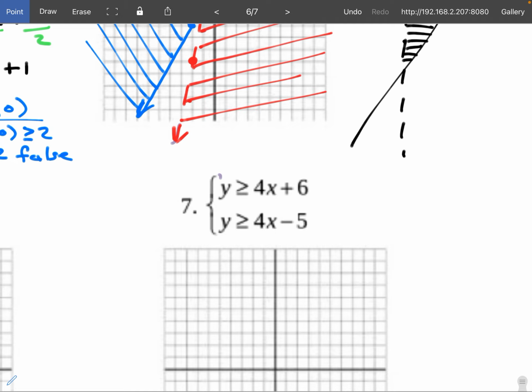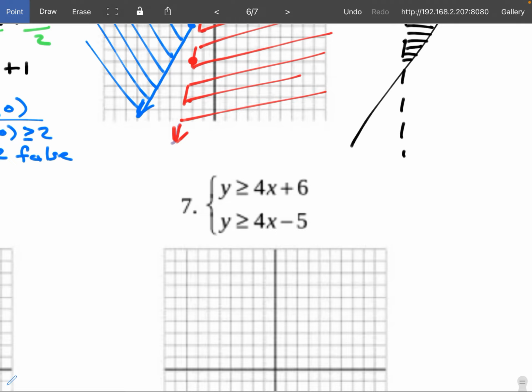Look at number 6. What are the slopes? 3. They're both 3, so those lines are parallel. Now they have different y-intercepts, so one line is going to be above the other line, okay? The bottom linear inequality, the graph of that line would be above this one right here because this one has a y-intercept of 6. This one has a y-intercept of -2.